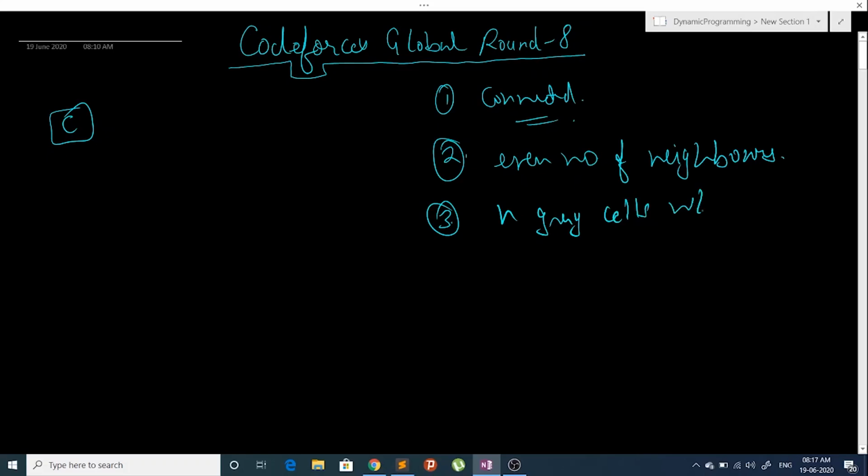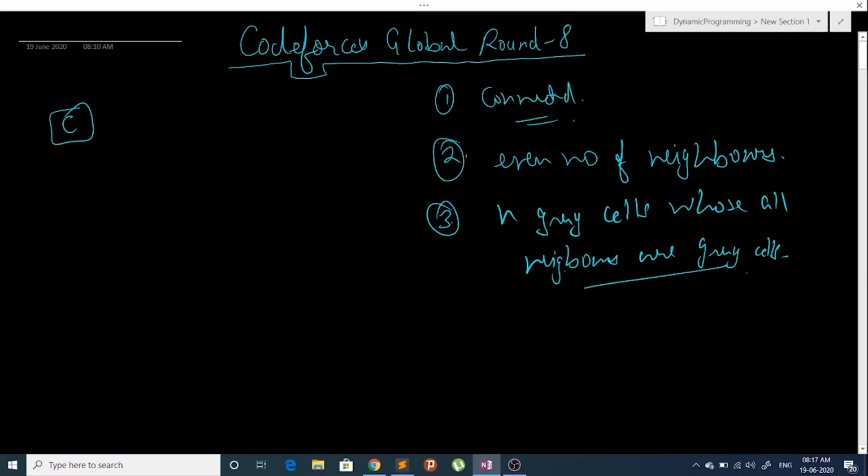whose all neighbors are gray cells. So these are the three rules that we have to follow, and we have to draw a picture.